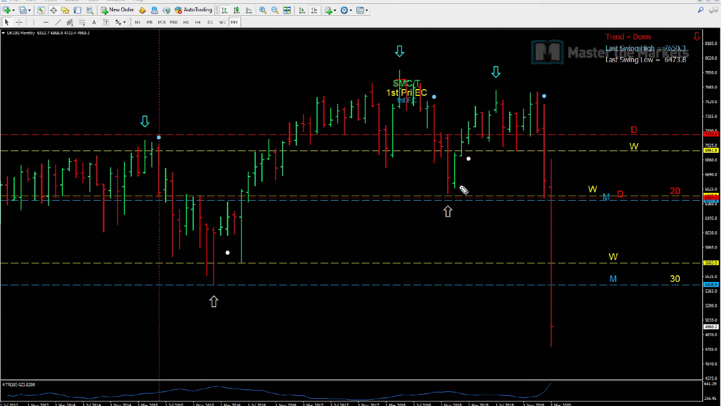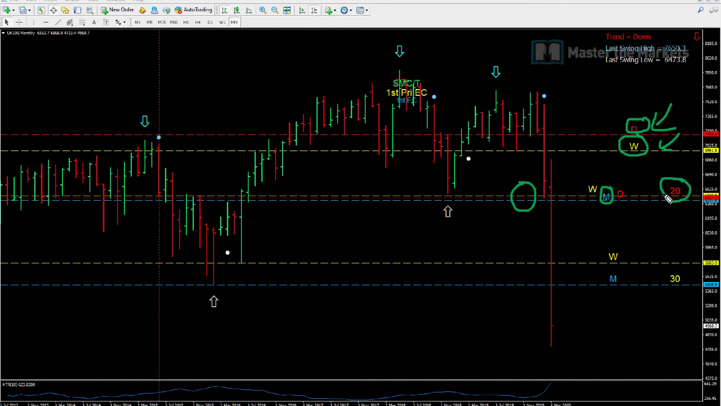So once we've got that, we mark out all these levels. The ones in red are from my daily time frame, the ones in yellow are from the weekly time frame, and the last one, the blue one, is from the monthly time frame. The first thing I want to see is the first cluster of all those levels, which is what I've got over here: the monthly, weekly, and daily.